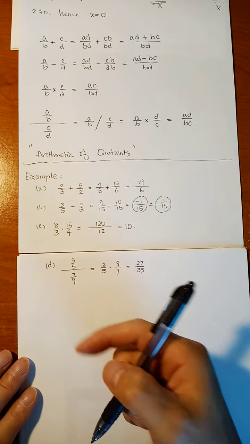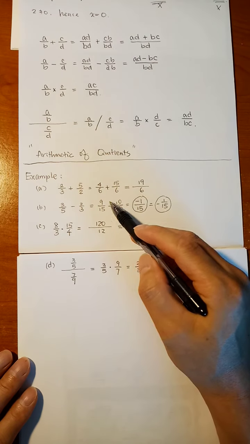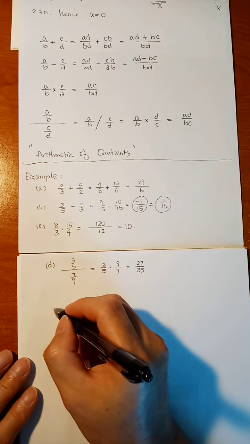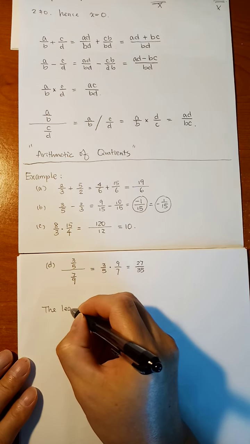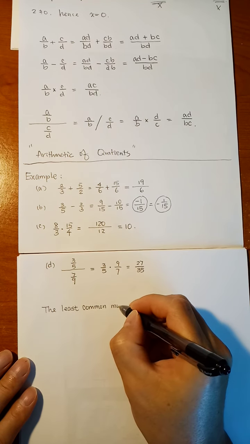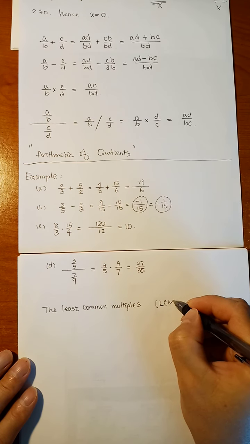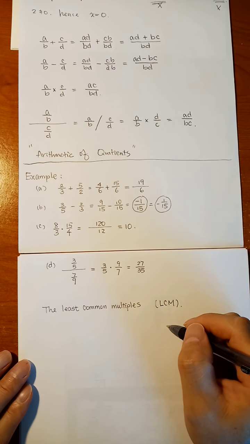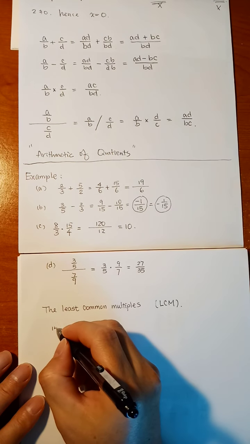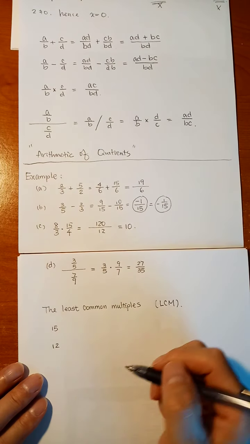Now let's discuss one important concept. It is actually related to the computation of addition and subtraction. It's called the least common multiples. It's LCM, the least common multiples. What is the least common multiple? For example, assume we have two numbers. One is 15, the other one is 12.